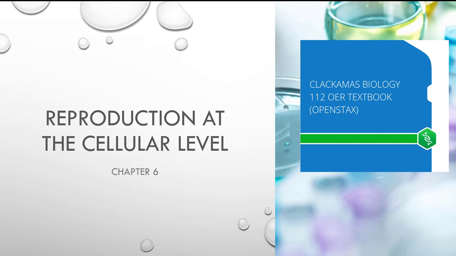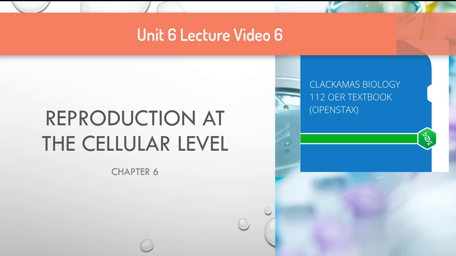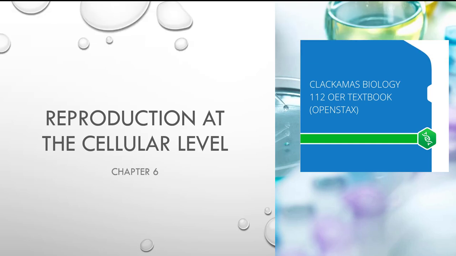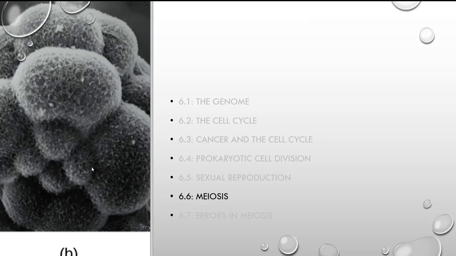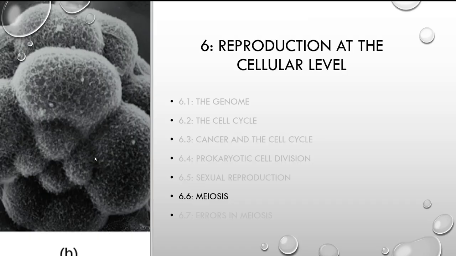Welcome back, everyone. So we're going to switch gears and look at cell division in our germ cells, which, instead of producing genetically identical cells, the job of meiosis is to produce our haploid gamete cells. So that's what we're going to learn about in 6.6, meiosis.